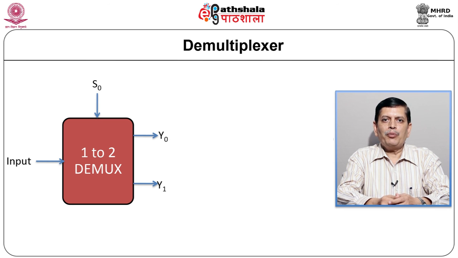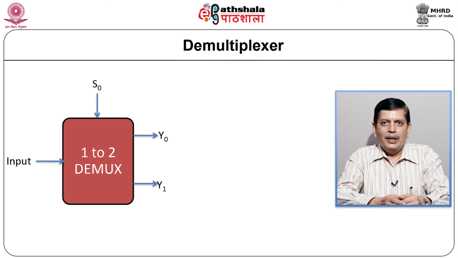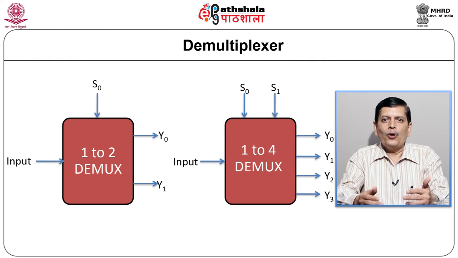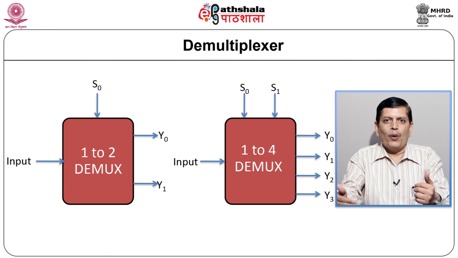The basic relationship between the select lines and number of outputs indicates we can have different types of demultiplexers. When m is equal to 1, we have the simplest demultiplexer. One select line allows the input line to be distributed to 2 outputs. It is a 1 to 2 demultiplexer. Similarly, when the number of select lines is 2, we have a 1 to 4 demultiplexer. The input is D, the select lines are S1 and S0 and the outputs are 4. We can label them as Y0, Y1, Y2 and Y3.